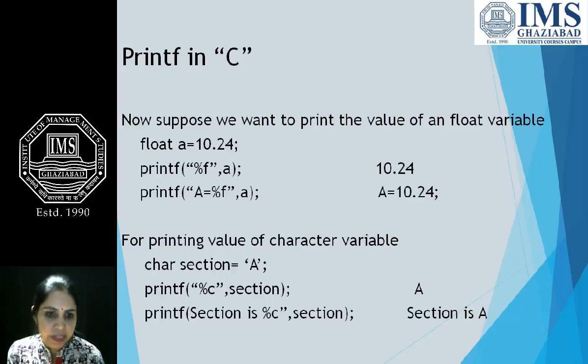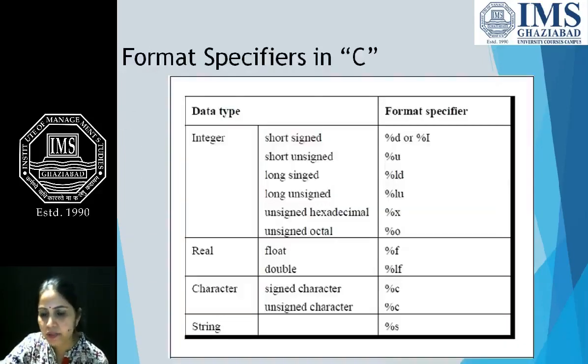I would be writing printf %c comma section. Now this %c would be replaced by the value of section, so we would be getting A on the output screen. And similarly we have printf "section is %c" in double quotes. So here, section is A would be displayed. So this is how we print the floating point values and the character values and the real values, whatever kind of values you want to display.